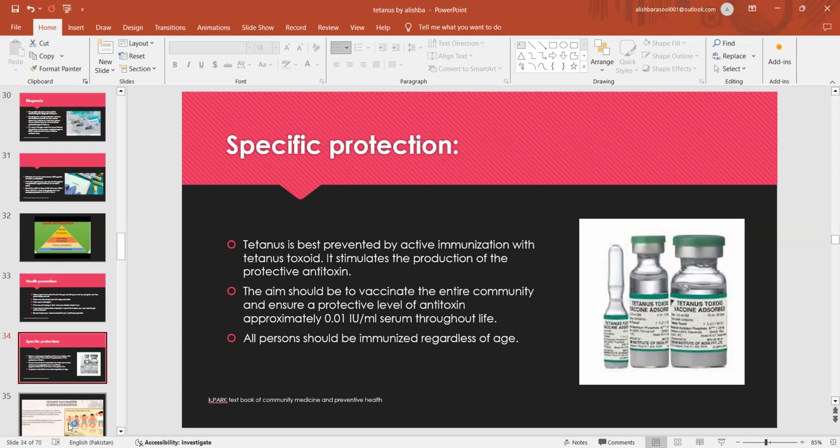The aim should be to vaccinate the entire community and ensure a protective level of antitoxin, approximately 0.01 IU per ml serum, throughout life. All persons should be immunized regardless of age.